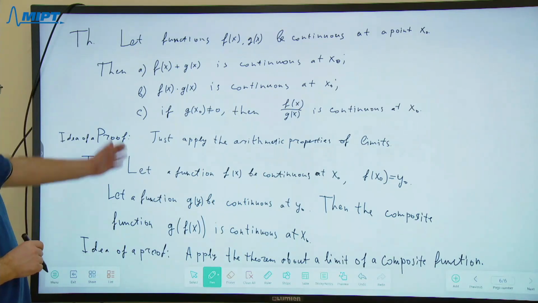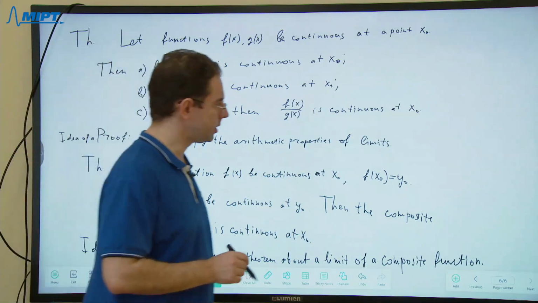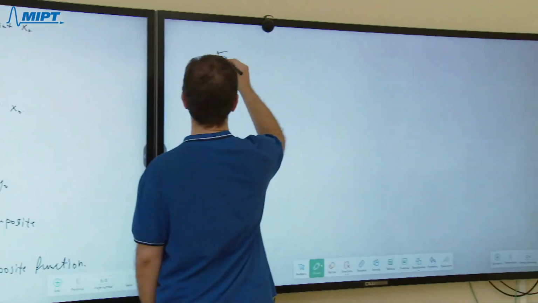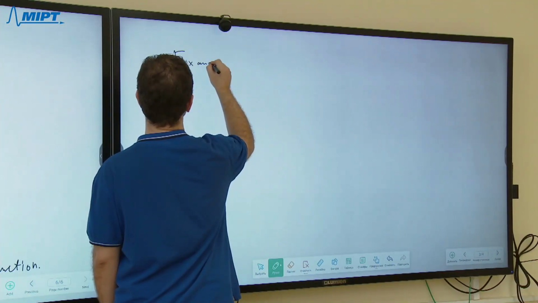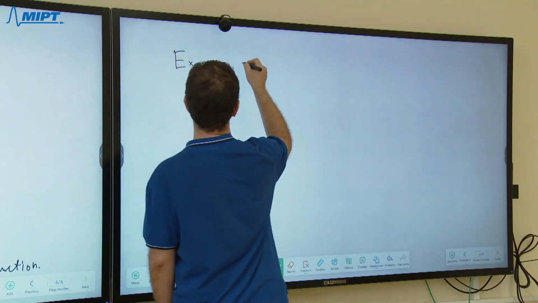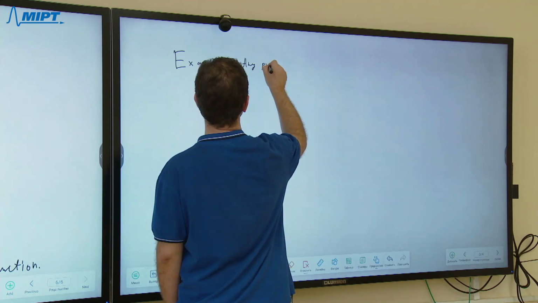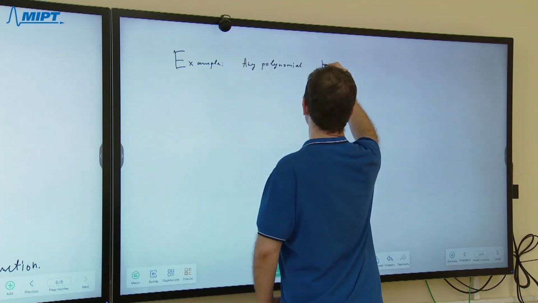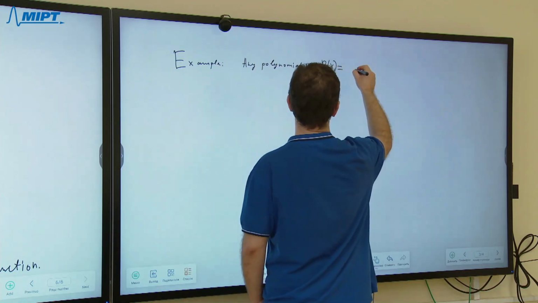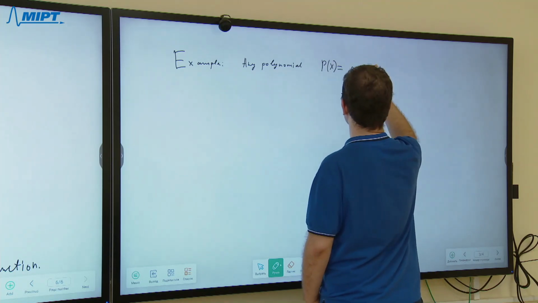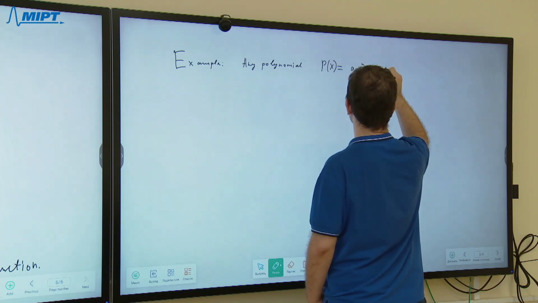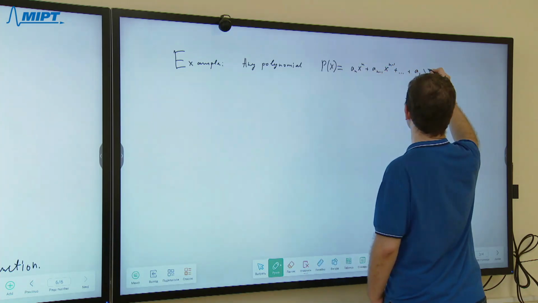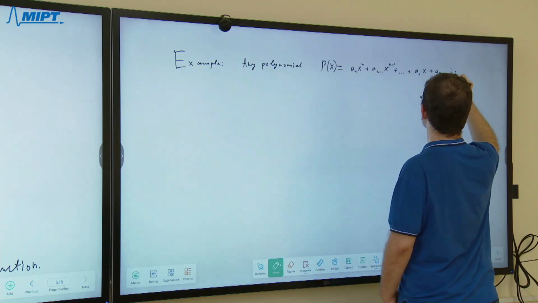Okay, using those theorems, we can, for example, let me write over here, example: any polynomial p of x equals an x power n plus an minus 1 x power n minus 1 plus and so on plus a1 x plus a0 is continuous.